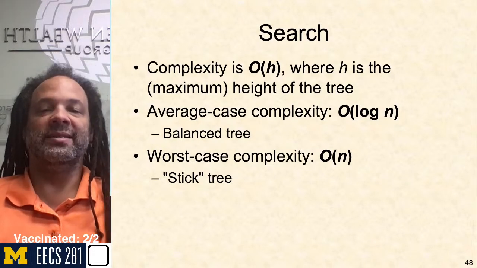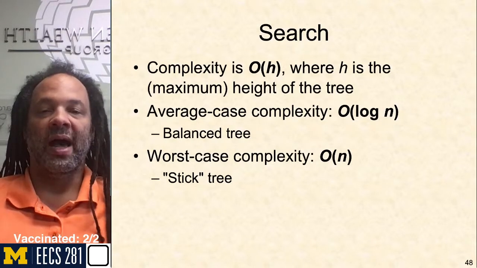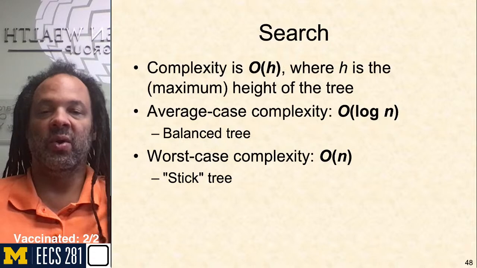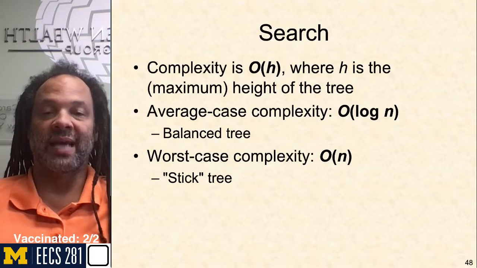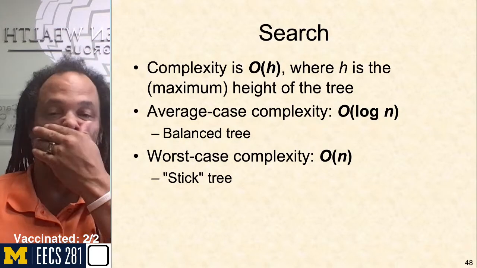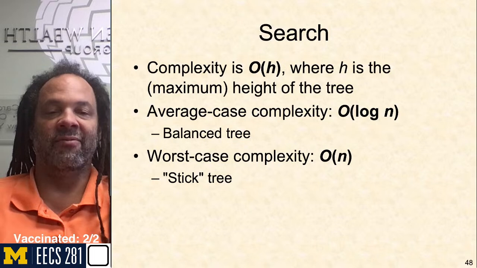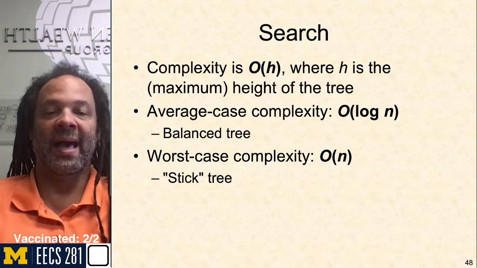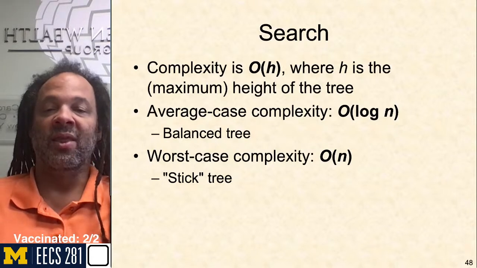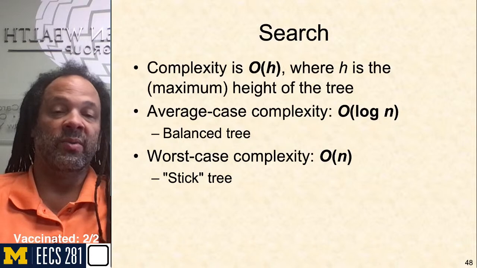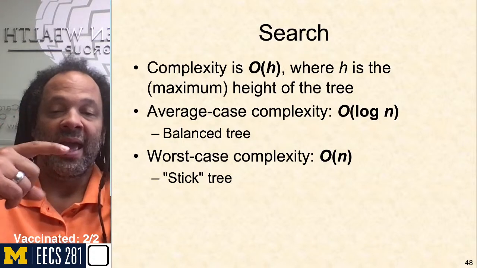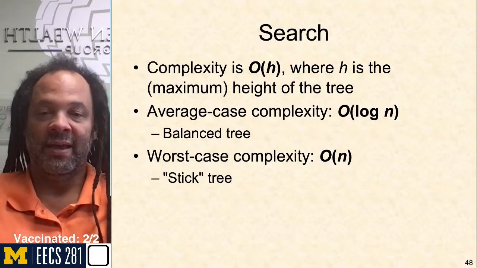So then the complexity of the search is just the overall height of the tree, the maximum height of the tree. My average case complexity has to do with how balanced my tree is, how dense the stored data is. My average case complexity looks like log n. That's as dense as I can have this tree. In a very balanced tree, I end up with something that's log n depth. And the worst case is a stick tree, and all the other trees fall somewhere between log n and big O of n.